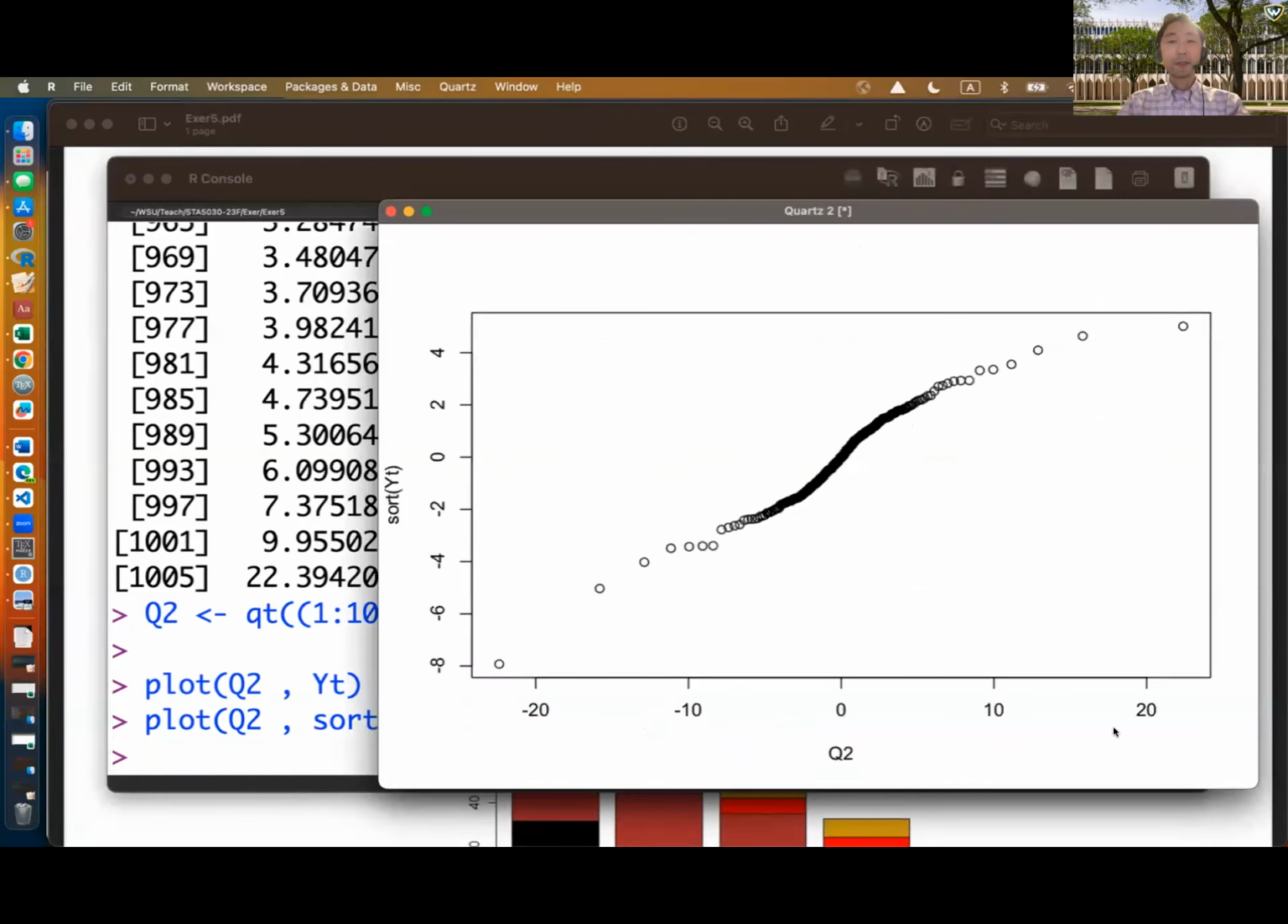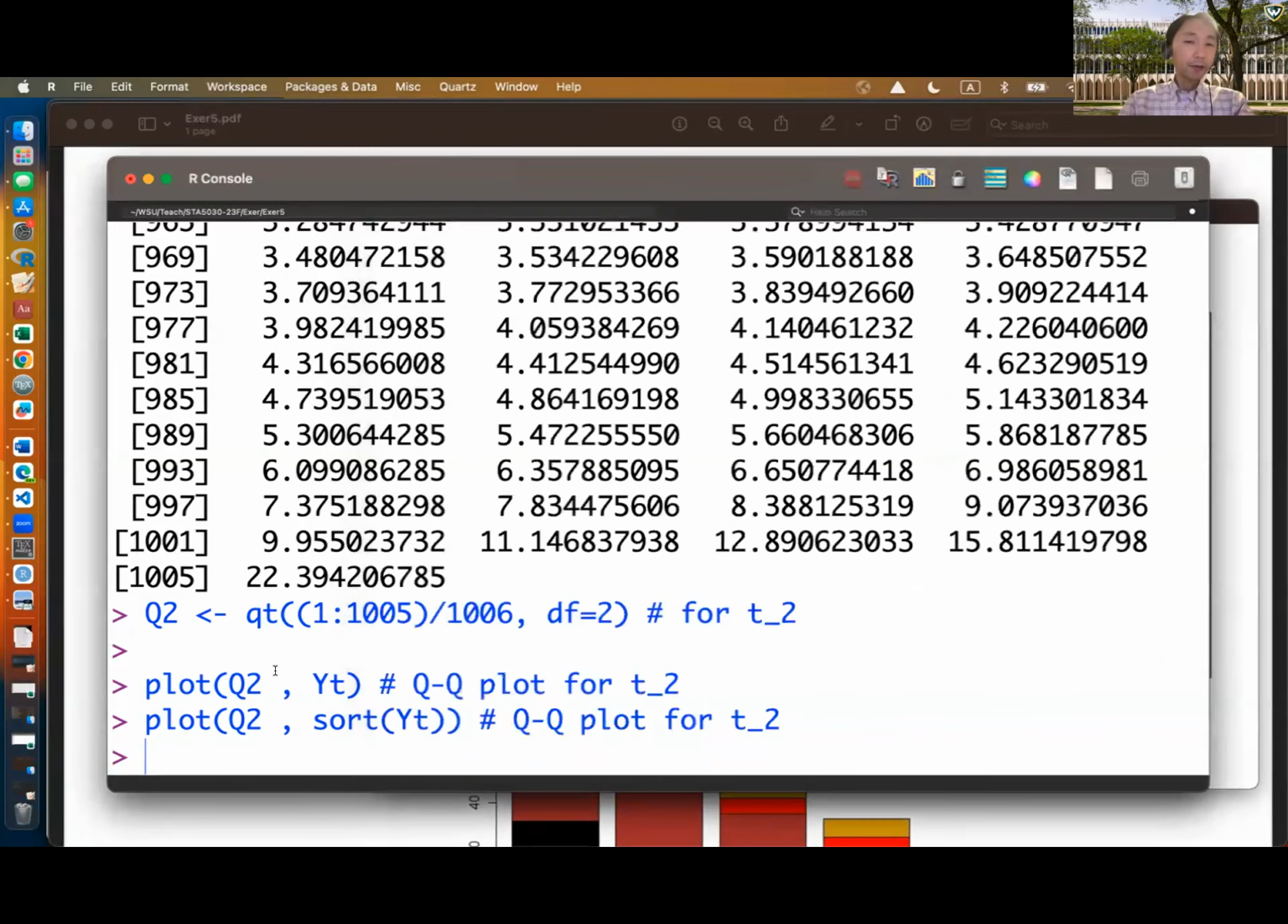And this is the answer. We can clearly see an S-shaped pattern, so it's not really on the straight line. Maybe it's not super terrible, but at least it's not ideal. So Q2 is a little off. Then we have to do this for Q3, Q4, Q5, and Q6 in the same way, and also for the normal distribution. For the normal distribution, maybe we write Qn. This is obtained by the qnorm function with no degrees of freedom. This is for the normal.